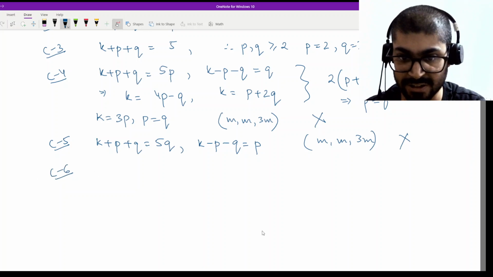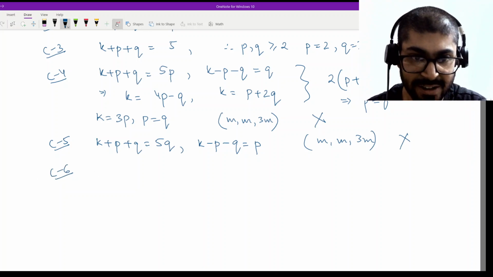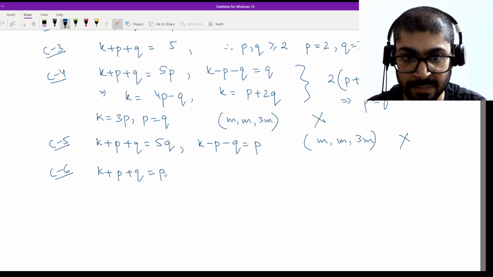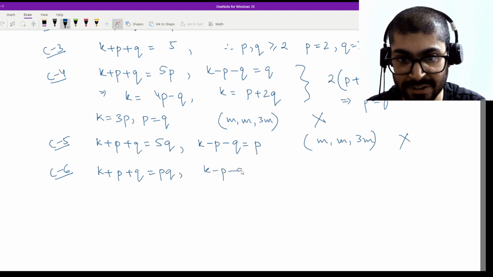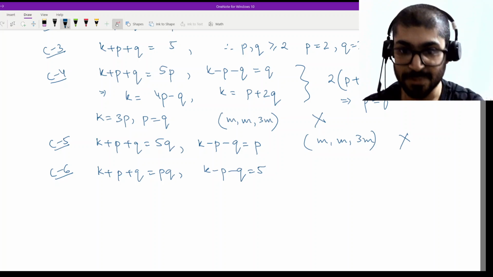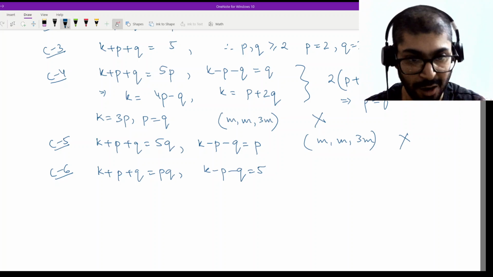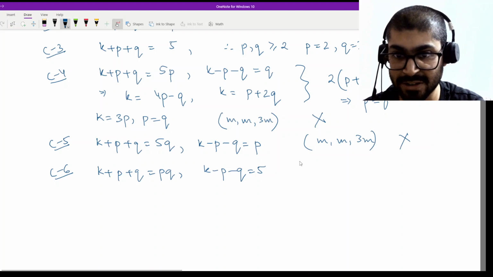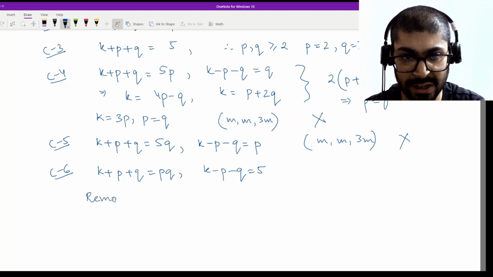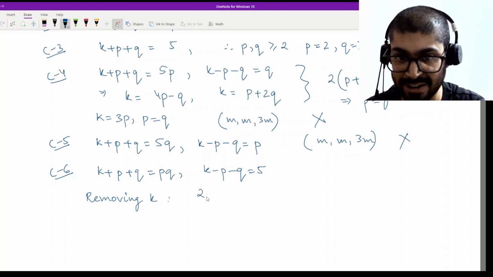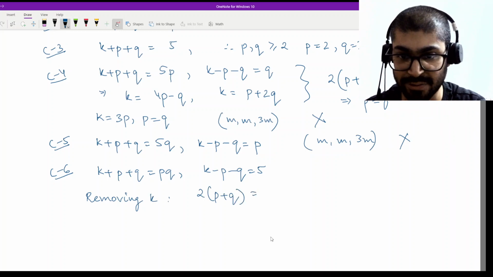Alright, C6. So what is the sixth case here? The sixth case is if I take k plus p plus q equal to pq, and then k minus p minus q equal to 5. How are we going to talk about this case? For this particular case, we have to solve it again by removing k. If we remove k, we will get twice of p plus q. You can do that removal part in the rough section. Just write here directly twice of p plus q, that should be equal to pq minus 5.